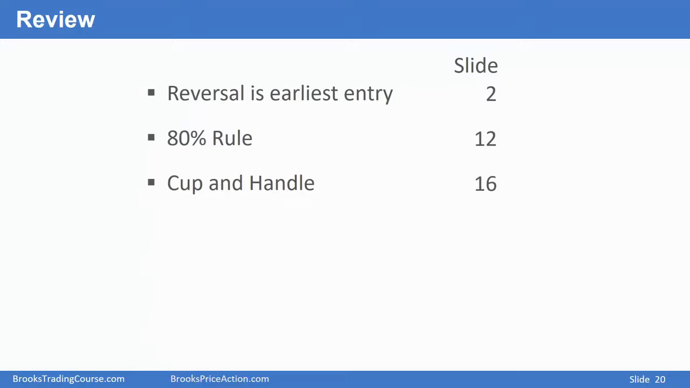My 80% rule, 80% of the time if the market is in a trend and is trying to reverse, the reversal will fail. Likewise, if it's in a trading range, 80% of the time if it tries to break out, the breakout will fail. And finally, I talked about a cup and handle pattern. A cup and handle pattern is a term you'll sometimes hear, and all it means is that you have a reversal, which is sometimes called the cup, and then a pullback from the reversal, which is sometimes called the handle.